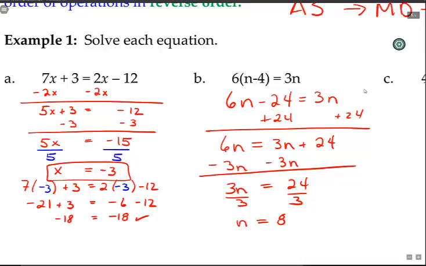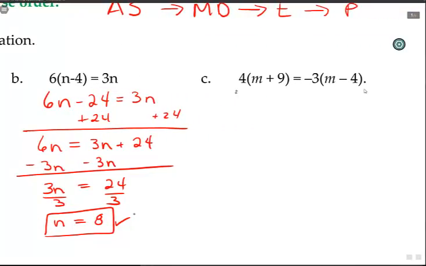Let's check this one orally, shall we? 8 minus 4 is 4. 6 times 4 is 24. 3 times 8 is 24. And so it does check. Let's look at our next one.